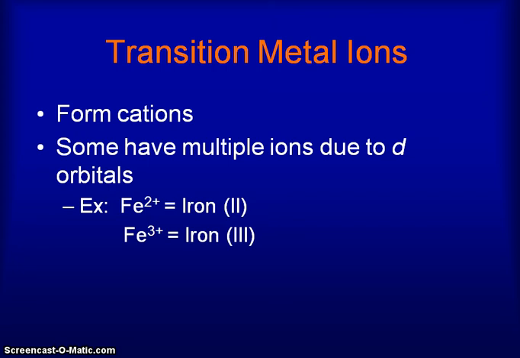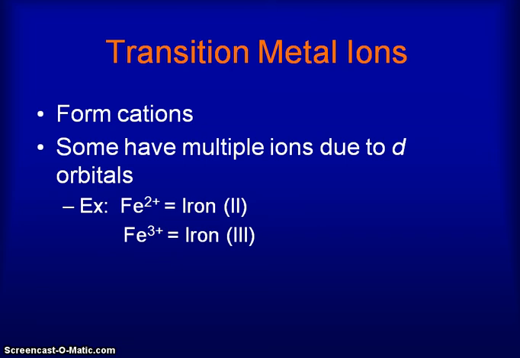Take group 1 again, for instance. They have 1 valence electron, and it's easier to lose 1 electron and become a positive ion than it is to gain 7 electrons. It takes less energy to do that. So the group 1 elements will all become positive 1 ions, and you can follow that same pattern across those main group elements.